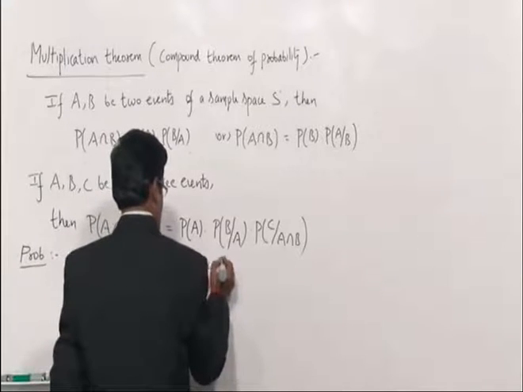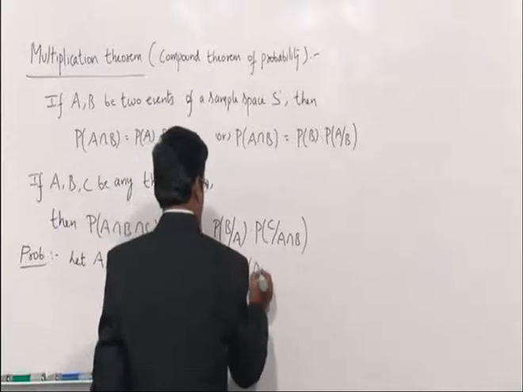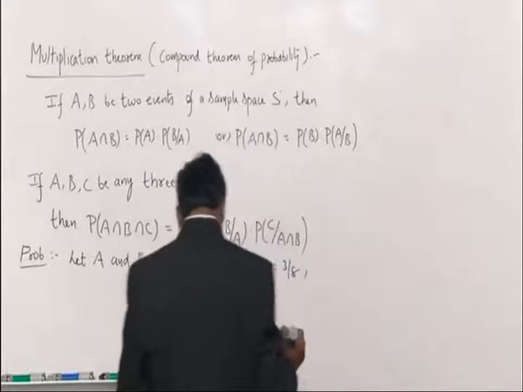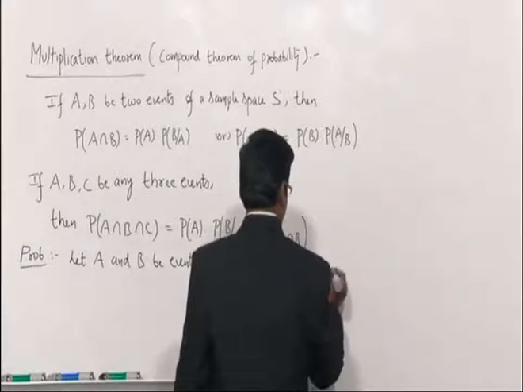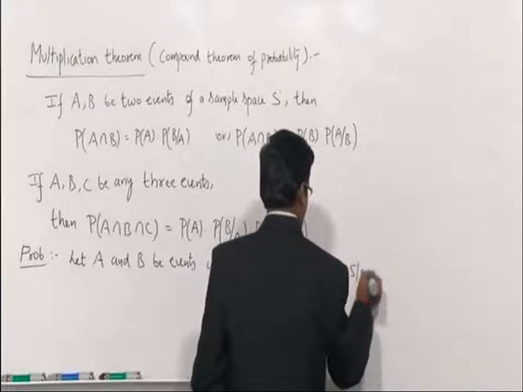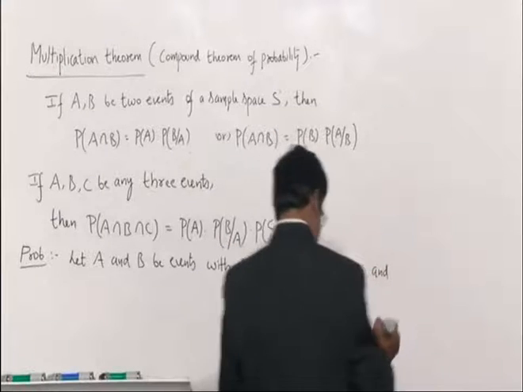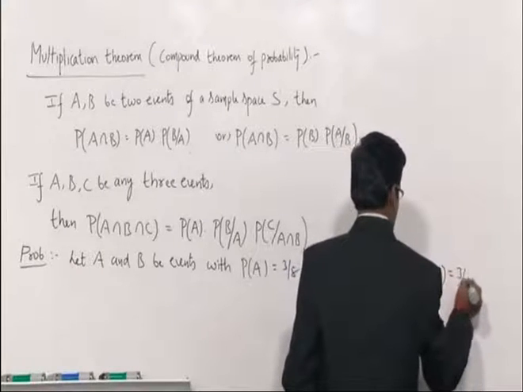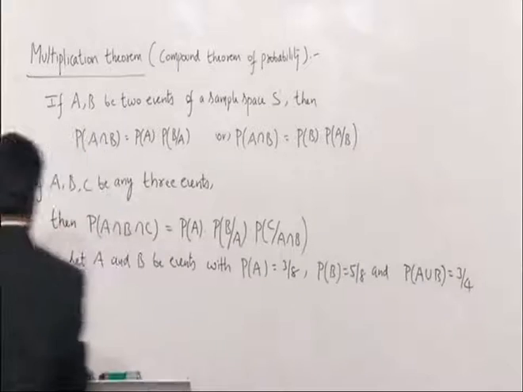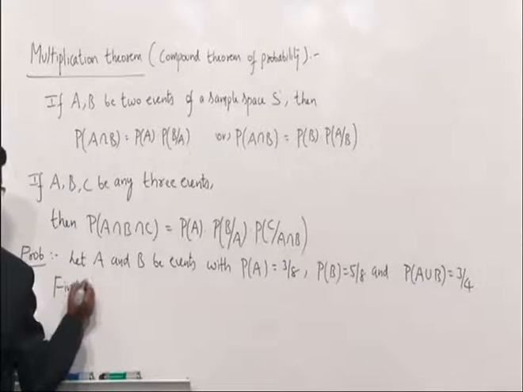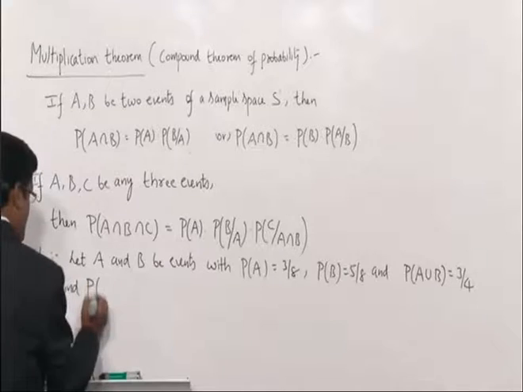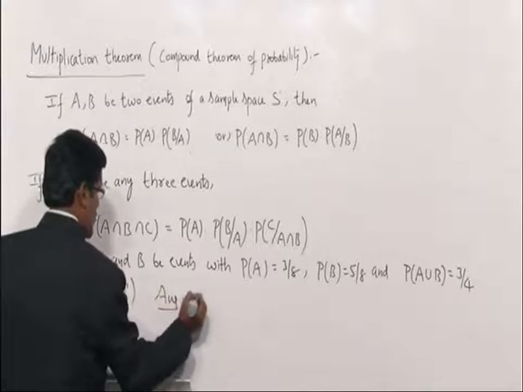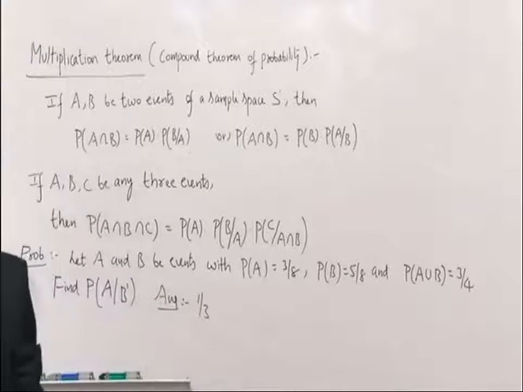With P of A equal to 3 by 8, P of B equal to 5 by 8, and P of A union B equal to 3 by 4, find P of A given B dash. Answer I am giving, later you check. Answer is 1 by 3, 1 upon 3.